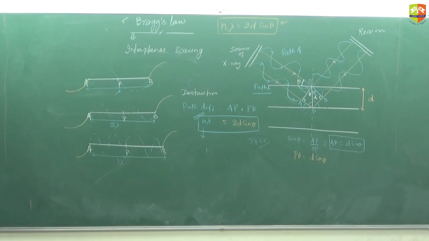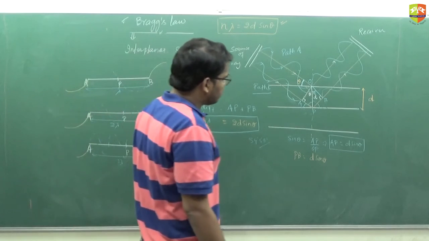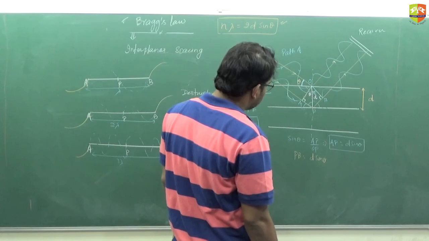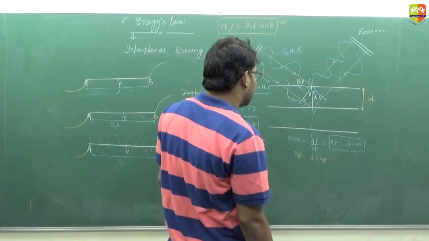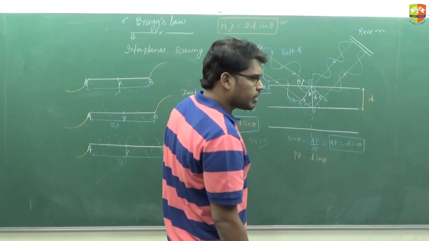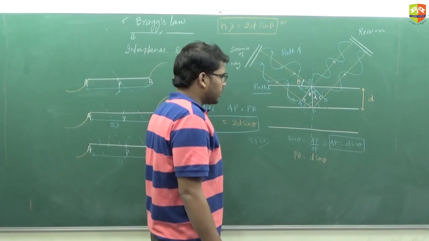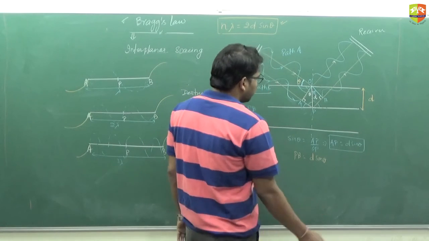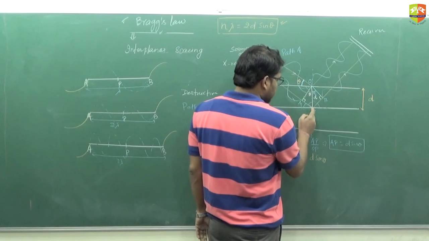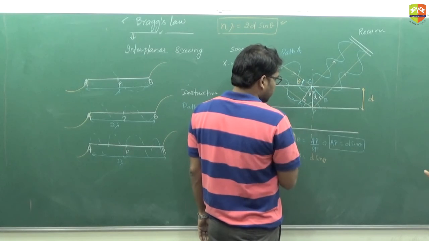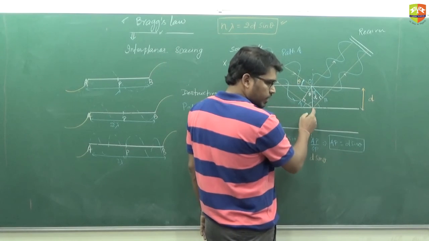So how do you know APB is 90 degrees? I didn't say it was 90. But here, yes, it is 90 also, you can say. This is theta, right? So this angle is this. APB is 180 minus 2 theta.